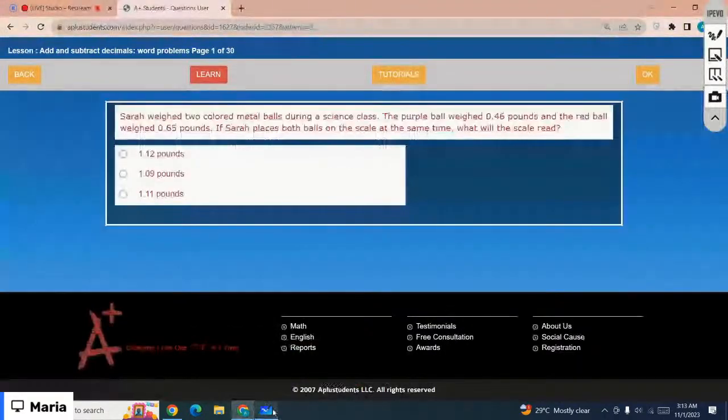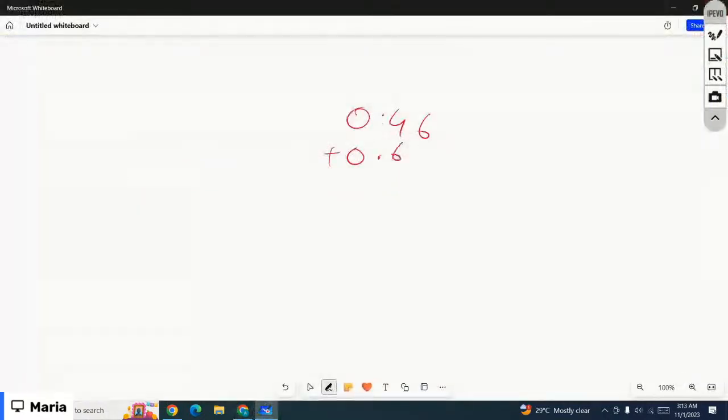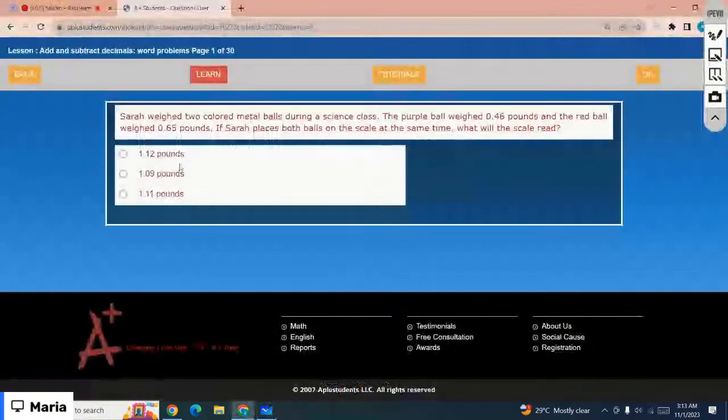You have to add 0.46 plus 0.65. Okay, so 6 plus 5 is 11, right? 1 and carry 1. 6 and 4, 10 and 1, 11. So you have 1 here and 1 after the decimal. So that would be 1.11. That means when she put both balls on the scale, the answer is 1.11. Their weight is 1.11 pounds, right?